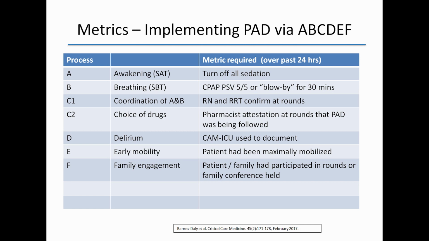D, for delirium, the metric was to make sure that over the prior 24 hours the CAM-ICU had been used to document that there had been a continuous assessment of the presence of delirium. E, on rounds, it was attested that the patient had been maximally mobilized over the prior 24 hours. And F, for family engagement, was that the patient or the family had either participated in rounds or that a family conference had been held to update the family over the prior 24 hours.